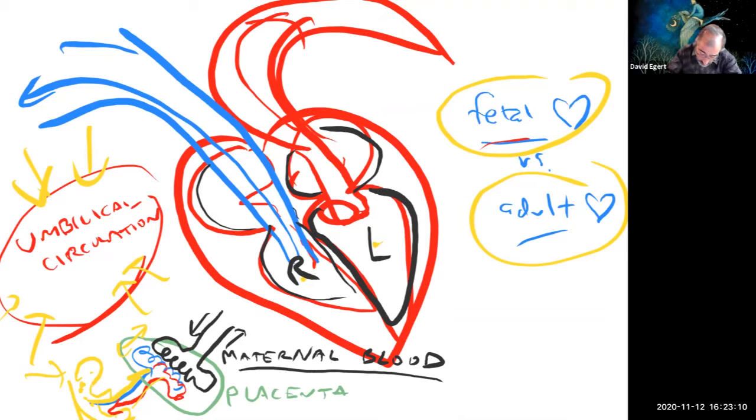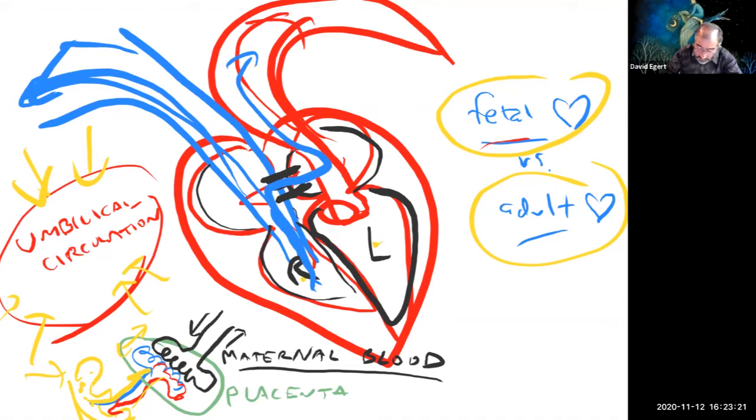There's what we call the foramen ovale. So the blood that would have gone out to the lungs, out the pulmonary trunk, instead goes back into the left atrium and ultimately the left ventricle, out the aorta.